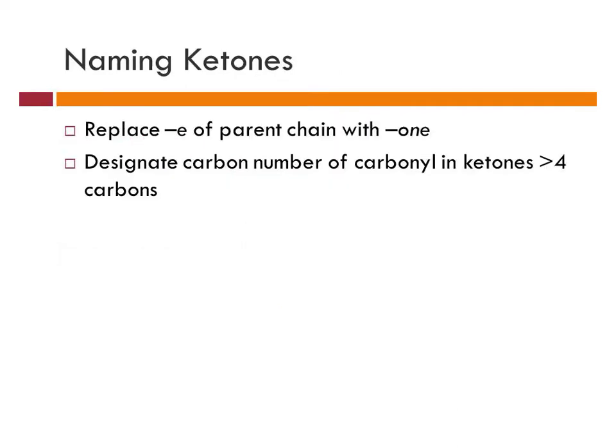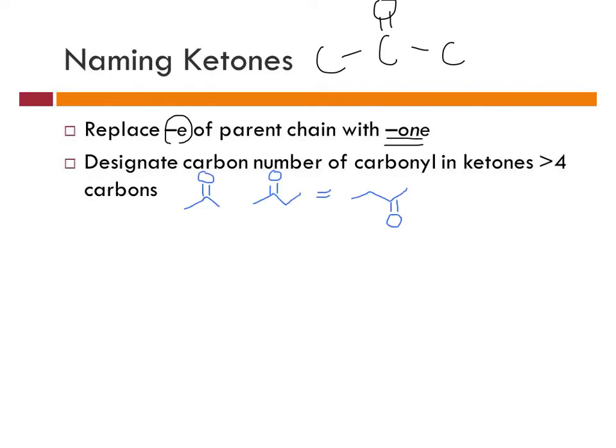Ketones are very similar, only to denote that our carbonyl group is in the middle of a chain, we need to replace that E of the parent chain with one, or -one. So for ketones, we do need to designate with a number what carbon that carbonyl is attached to, because it's somewhere in the middle of the chain. However, we only need to do it if there's more than 4 carbons in our parent chain.